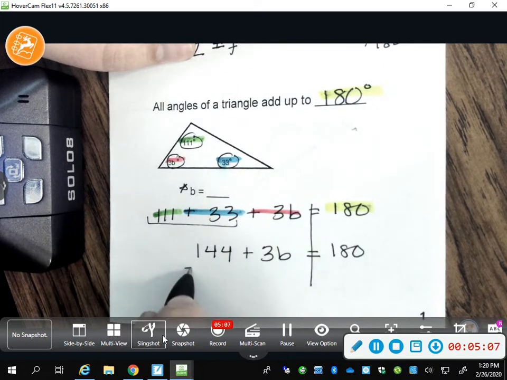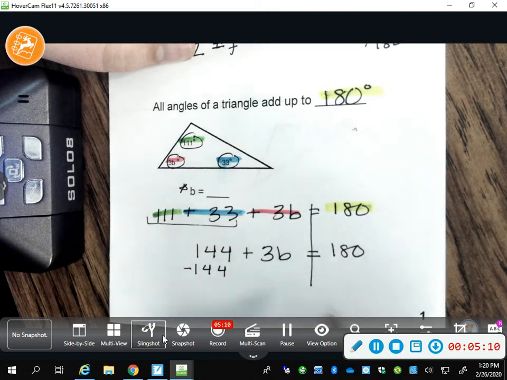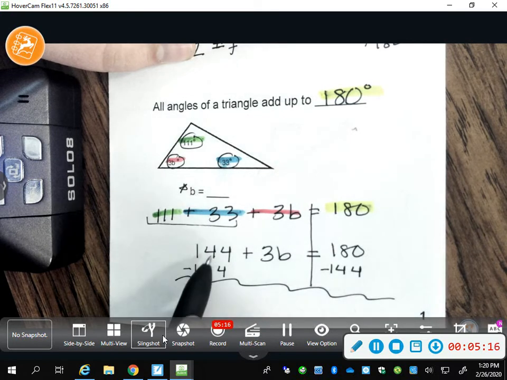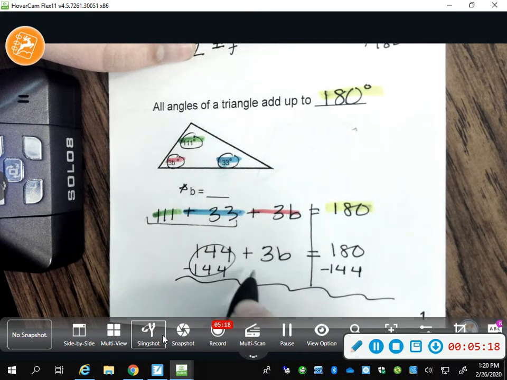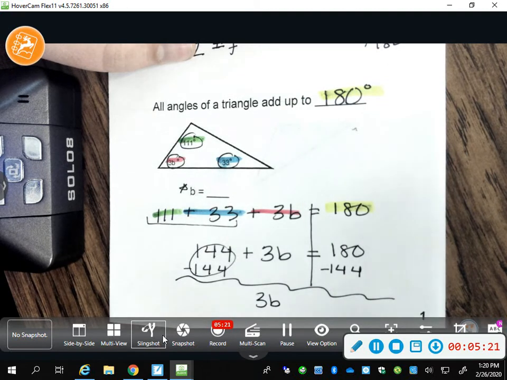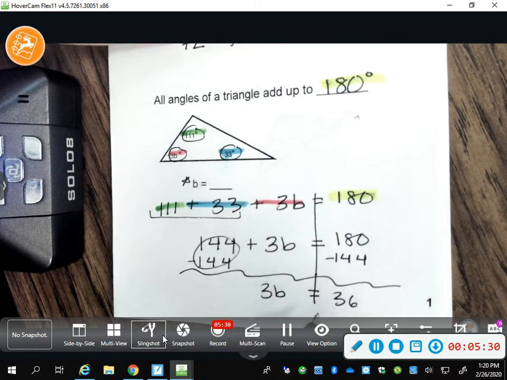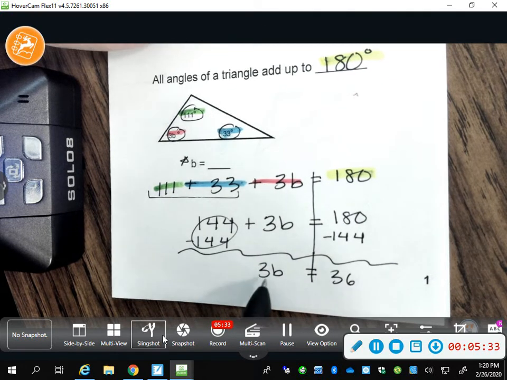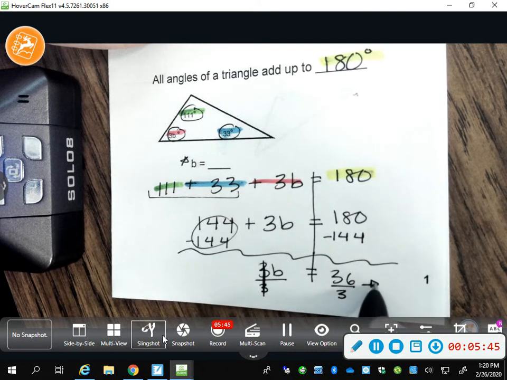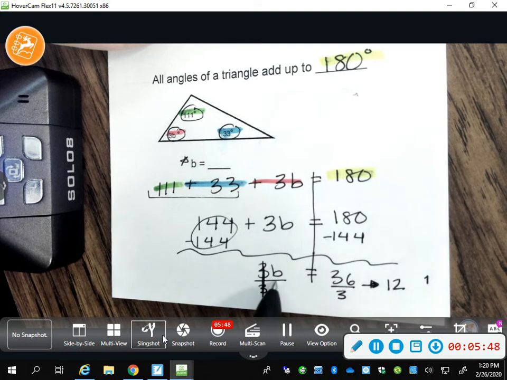It's positive, so to get rid of it or move it, I'll minus it from both sides. 144 minus itself is 0, so I'm left with just 3B on the left side. 180 minus 144 is 36. Now I have 3B equals 36. To get B by itself, now I would divide by its coefficient 3. That leaves me with 1B equal to 36 divided by 3. I've run out of room, so I'm just going to say that that's 12 off to the side. Now I know B is equal to 12.